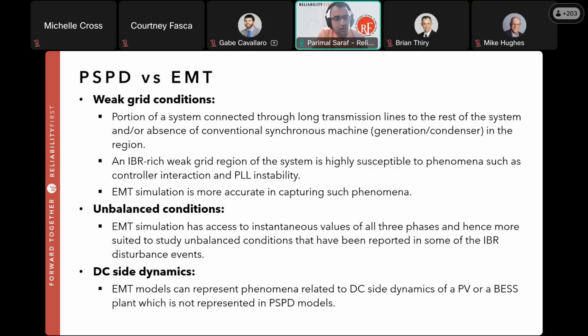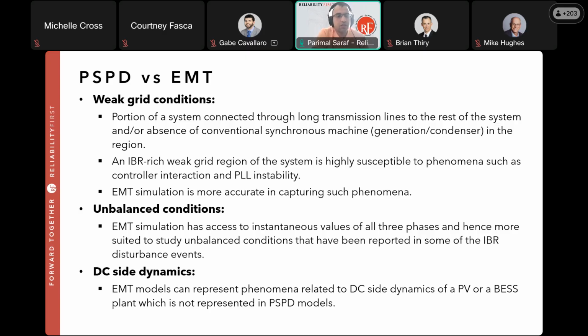Unbalanced conditions. EMT simulation is directly suited for running scenarios where there are unbalanced conditions on the grid, because positive sequence tools don't have access to all three phases. So by default, EMT is the most suitable study in that scenario. And if you have IBRs that face unbalanced grid conditions, then EMT is the obvious tool to go to.